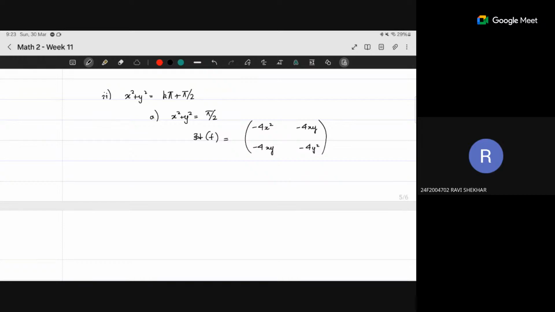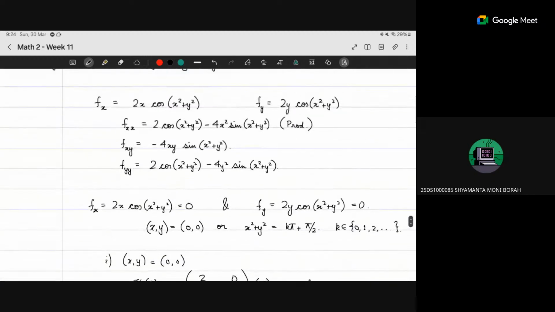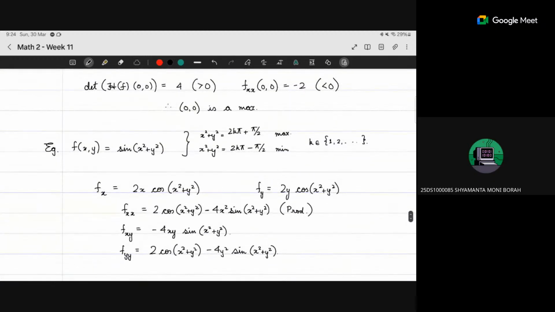We have not taken specific values of x and y, but I'm saying that for any x and y that satisfies x square plus y square equal to pi by 2, and there are infinitely many of them, what happens to the determinant of this? 0. Yes, the determinant of the Hessian is 0. So the Hessian test is inconclusive, but by very evident properties of the sine function that you already know, you know that this is a maximum.